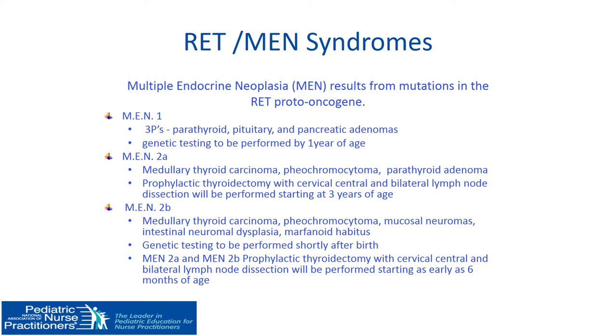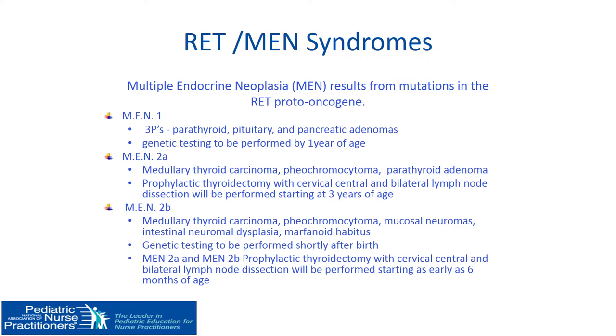MEN2A puts you at risk for medullary thyroid cancer, pheochromocytoma, and parathyroid adenomas. And with this, we do a prophylactic thyroidectomy with cervical, central, and bilateral lymph node dissection. And we could do this starting at 3 years of age. So they're young. But medullary carcinoma can be troublesome, so we have to make sure we address that sooner rather than later. MEN2B puts you at risk for medullary thyroid carcinoma, pheochromocytoma, mucosal neuromas, intestinal neuroma dysplasia, and marfanoid habitus.